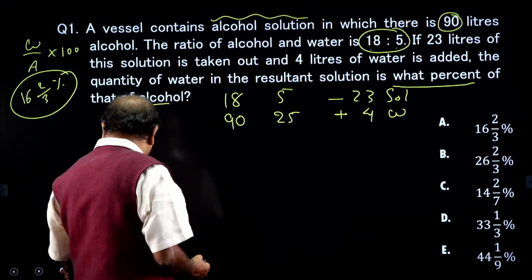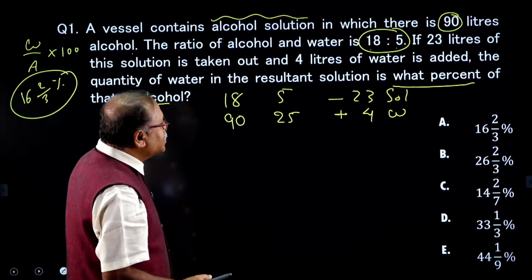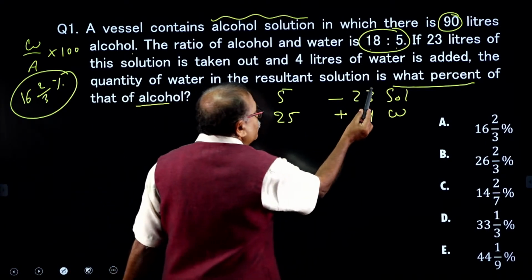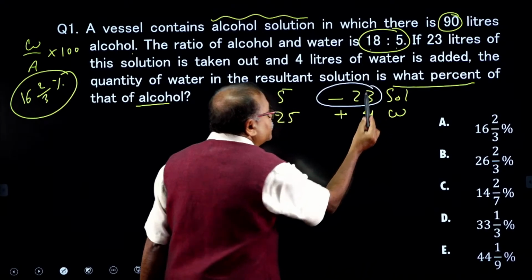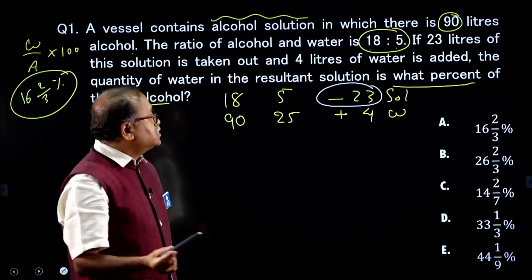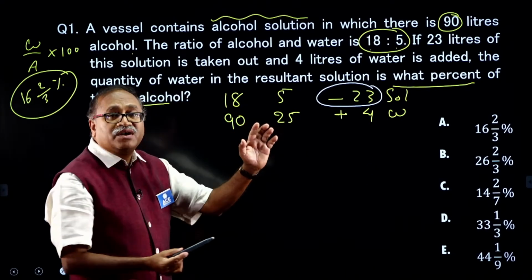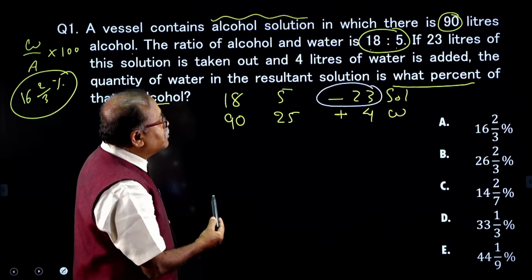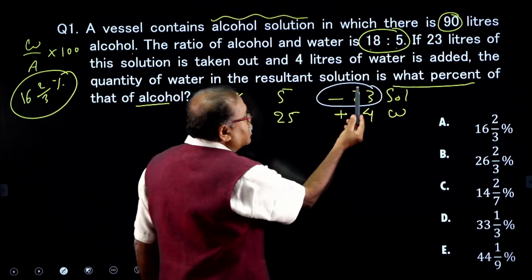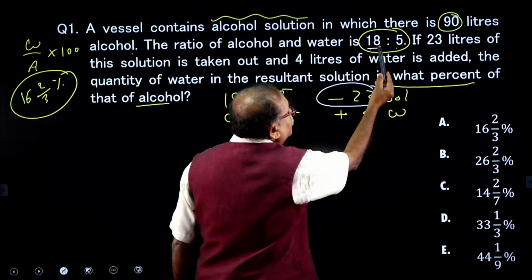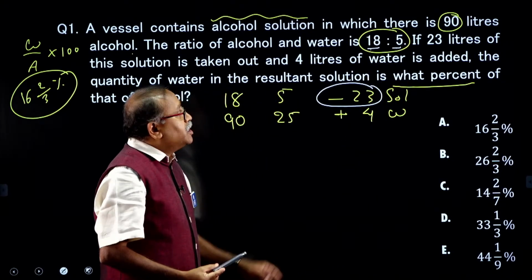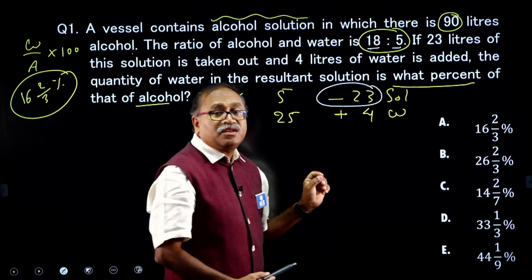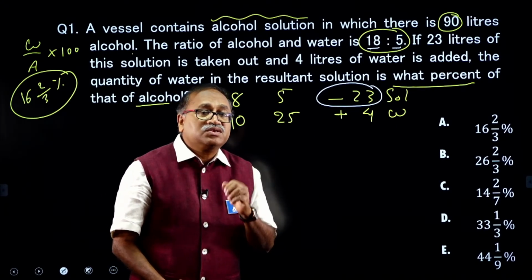Okay, the time is up. Let me complete the solution over here. When you are taking out 23 liters, notice this one, when you are taking 23 liters of solution, in this solution the alcohol and water both are going out. So, what is the ratio of the alcohol and water? The alcohol and water are in the ratio of 18:5, and what is 18 plus 5, that is 23. In this 23 liters, how much alcohol is out?